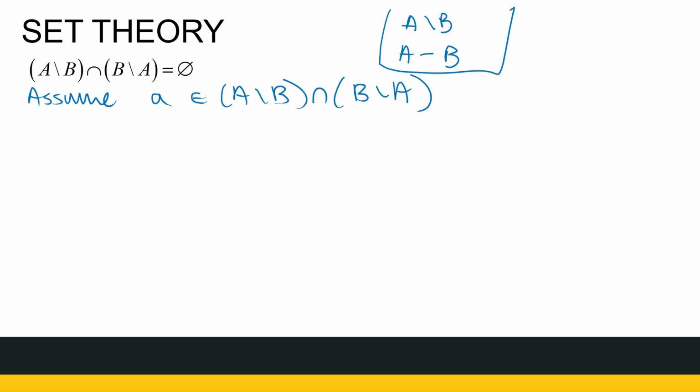So then there can't be an element in that intersection, so it must be empty. So that's a proof by contradiction. So let's look at what the definitions tell me. If a is in the intersection of two sets, then we know a must be in the first set, and a must be in the second set.